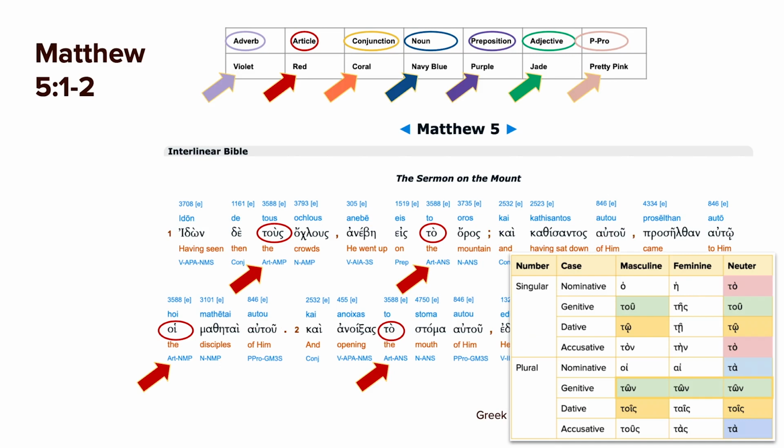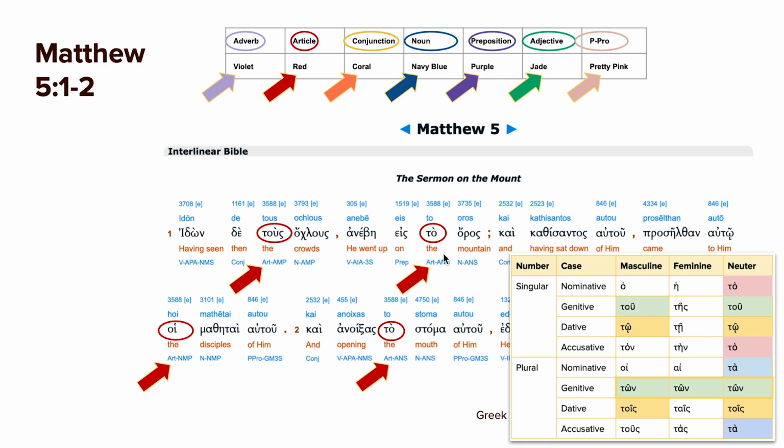All right, here is our handy dandy color chart for all of the different parts of speech that we've learned so far. Violet for adverb, article is red, conjunctions are coral, nouns are navy blue, prepositions are purple, adjectives are jade, personal pronouns are pretty pink. So in this verse, we want to point out our articles, and we have 4 articles here. Jesus has seen the crowds, and the crowds being the object of seeing are going to be accusative, masculine plural: tous ochlous. That's accusative, masculine plural to match the crowds.